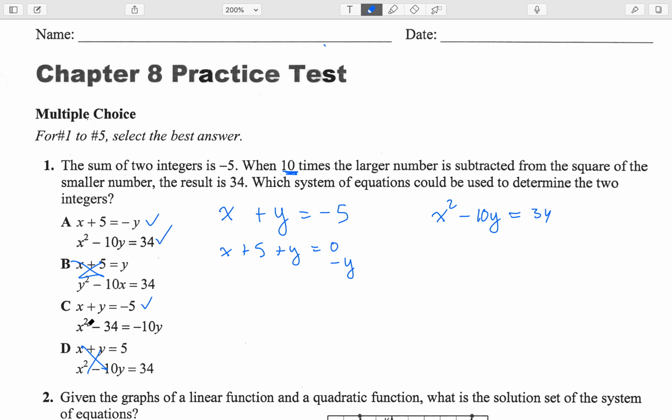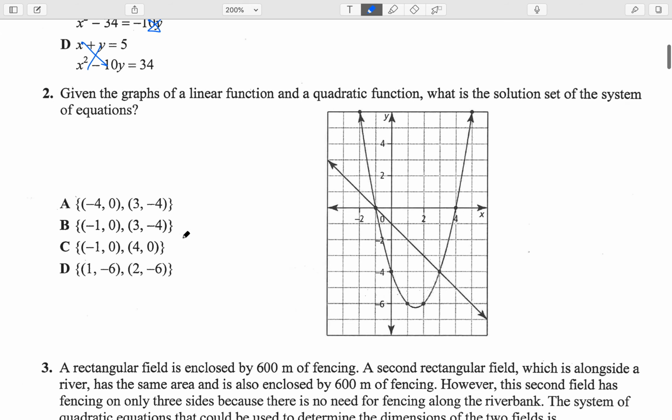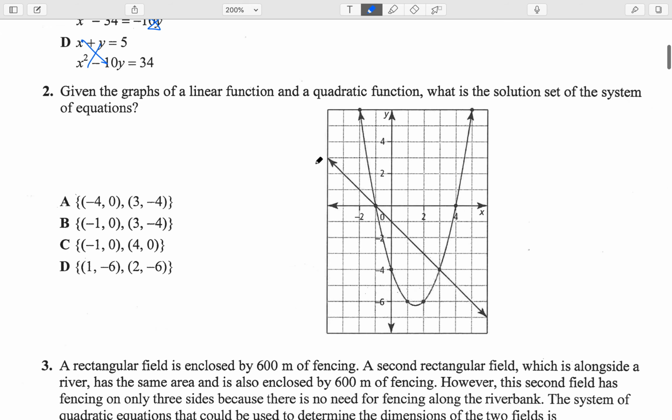What about this one? x squared minus 34 is equal to, see, if I brought over the x squared minus 34, if I brought that over there, it becomes positive 10y. That's why this one's wrong. Okay, so the first one's got to be A. Yikes. Okay, so that was an awful lot, but quite often you can throw away some of the answers right off the bat. Okay, given the graphs of a linear function and a quadratic, what is the solution set?